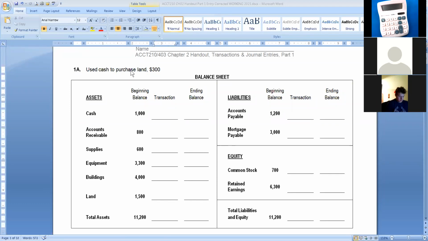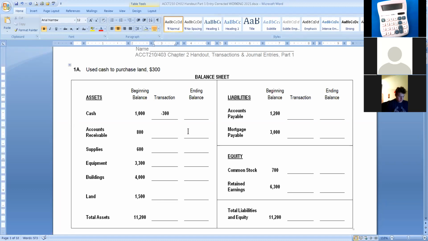On this first one, use cash to purchase land. So, what is going to happen to our balance sheet? Well, let's take the easy one. What's going to happen to cash? It's going to go down since we used it. Yep. So cash will go down by 300.